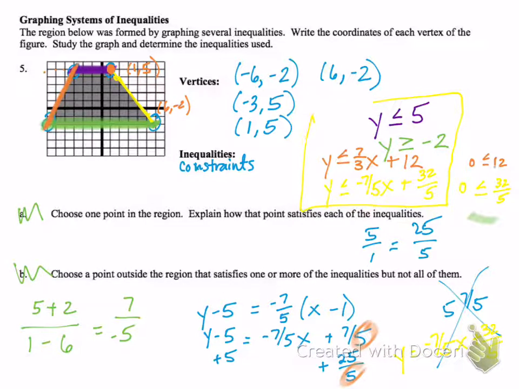How do you get 32 over 5? So when I added this 5 over here to this side, 5 plus 7 over 5 becomes 32 over 5, if you did it in your calculator. Oh, okay. That was probably it.